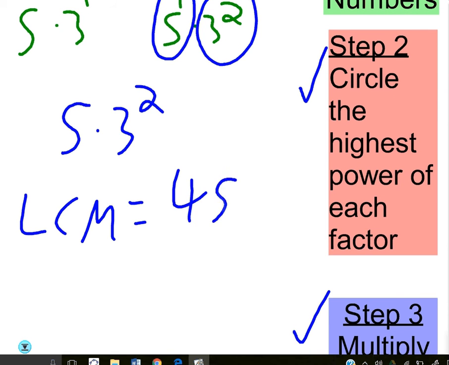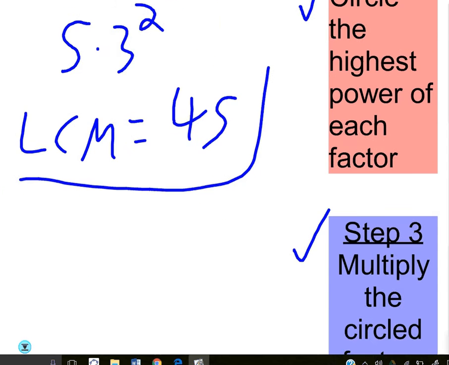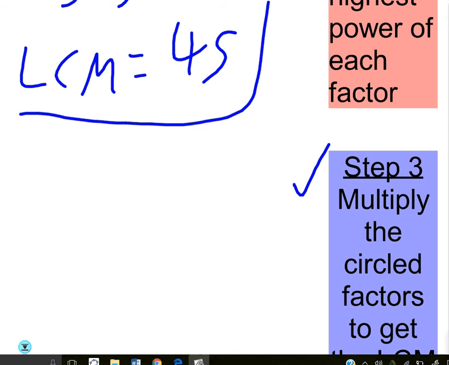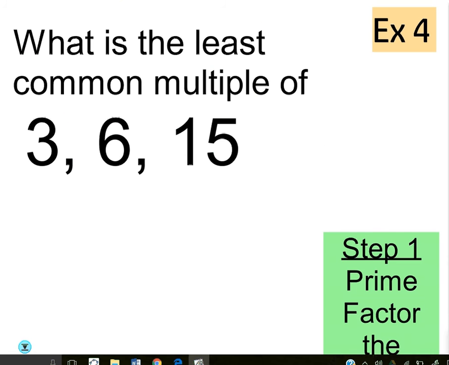45, right? So we were right. So that shortcut definitely works. Go on to the next example. Do 3 numbers, 3, 6, and 15. What's the smallest number that they all go into?